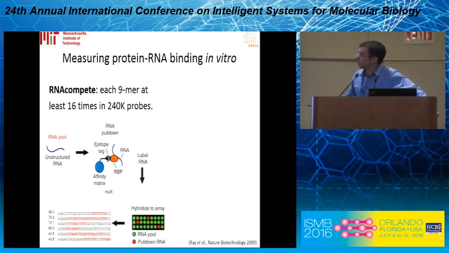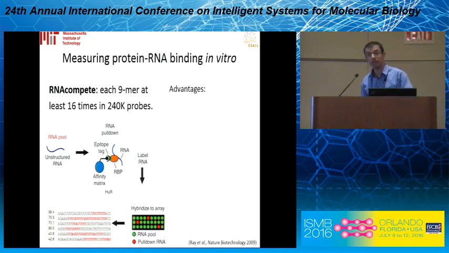The protein can bind this pool, then the bound RNAs are pulled down and led to hybridize to a microarray that has the complement sequences. So by the intensity on the microarray, we can figure out how much protein was bound to each RNA molecule, and the final output of the protocol that computational people like me look at is a set of sequences and the binding intensity that corresponds to each of these sequences.